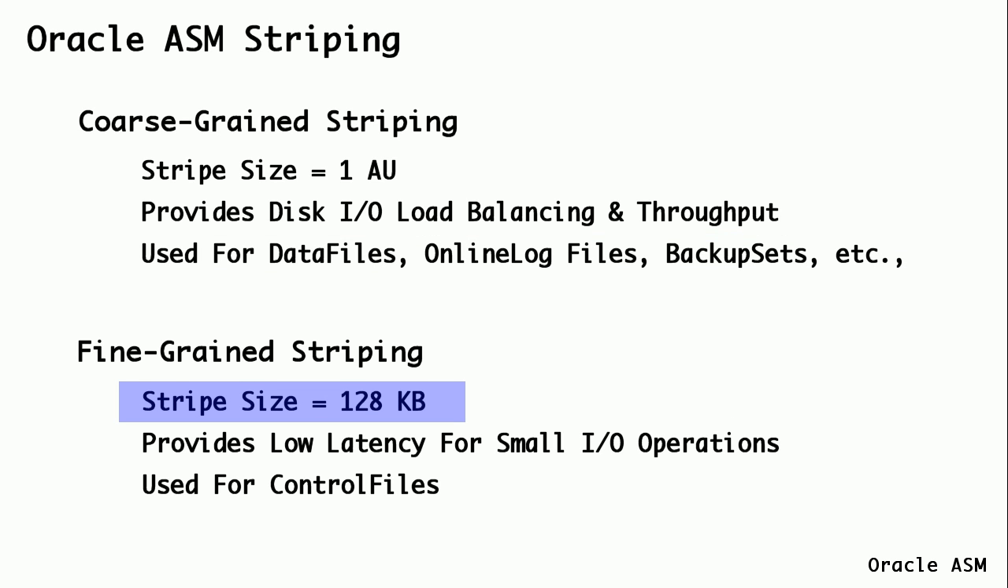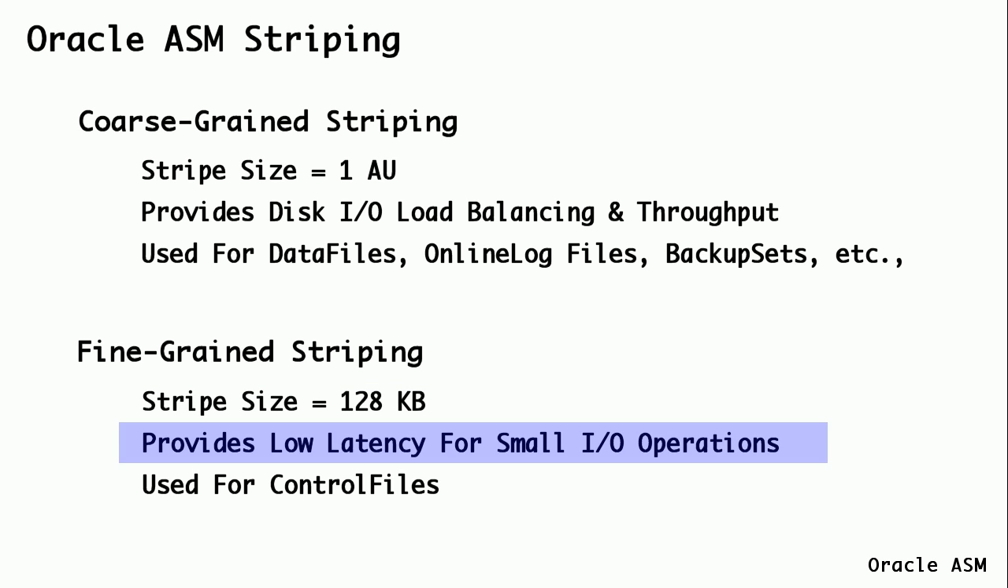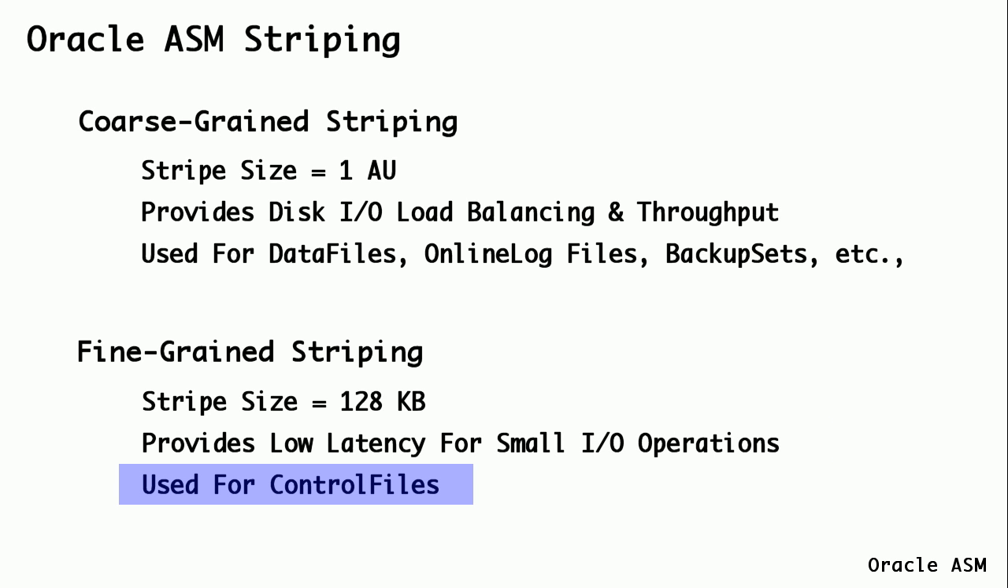In fine-grained striping, stripe size is 128 kilobytes. Fine-grained striping provides low latency for small input-output operations. Fine-grained striping is used for database control files.